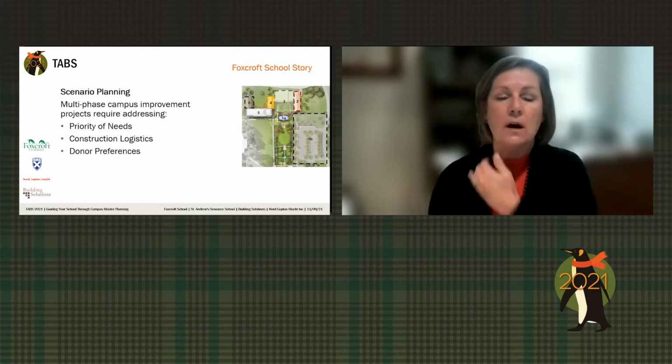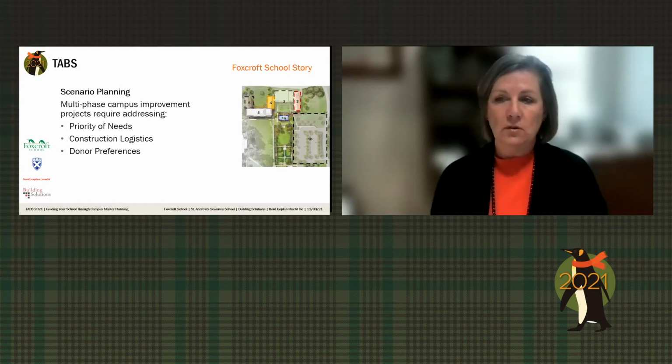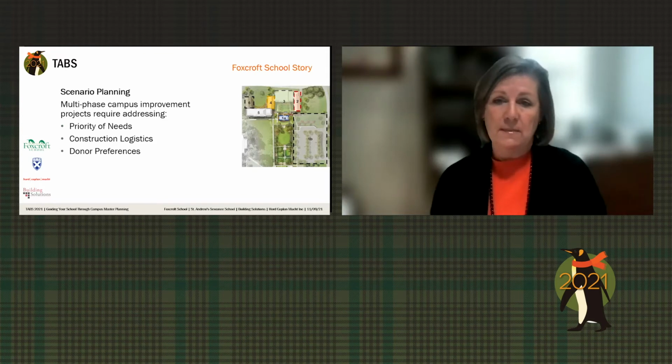So we worked with our constituencies, our key stakeholders, to get everybody's buy-in so that we could dictate to institutional advancement. Because while donors are wonderful, they also have their preference, and they can derail a project very quickly if you don't keep it in control. So that is how we approached our campus master plan.